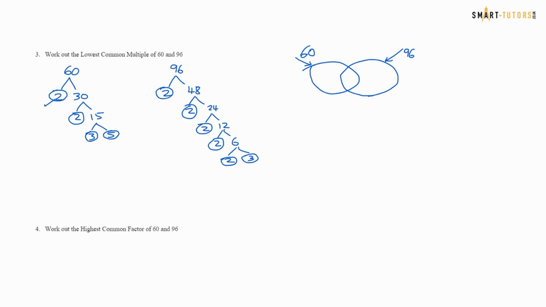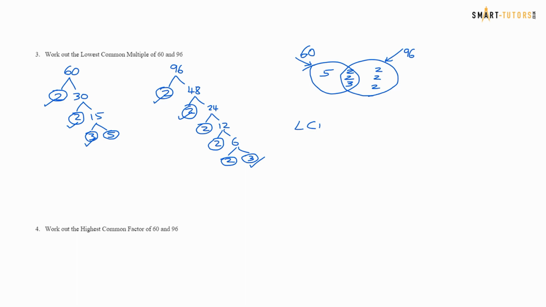Common numbers are 2 and 2, so one of the two goes inside here, and another 2. And 3 is going to go here, and one of the 3s is going to go in the middle. So the leftover 5 is going to be in the 60, and the leftover three 2s are going to be on the right hand side. The question is actually lowest common multiple.